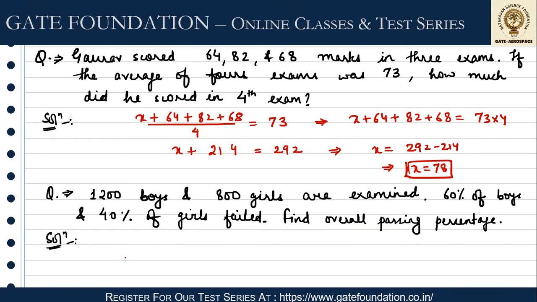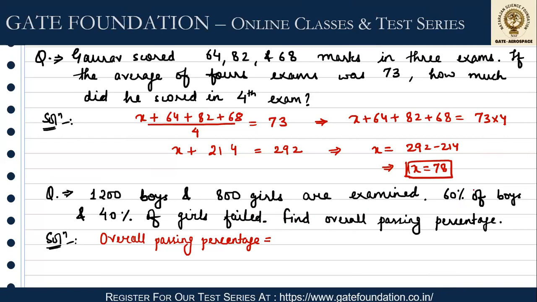Okay, let's see how to find this. You are supposed to find out the overall passing percentage. Whenever such a question comes, first of all, you cannot directly find the percentage over here, specifically when the number of boys and girls are different. So you'll find them individually and divide by the total number of students.